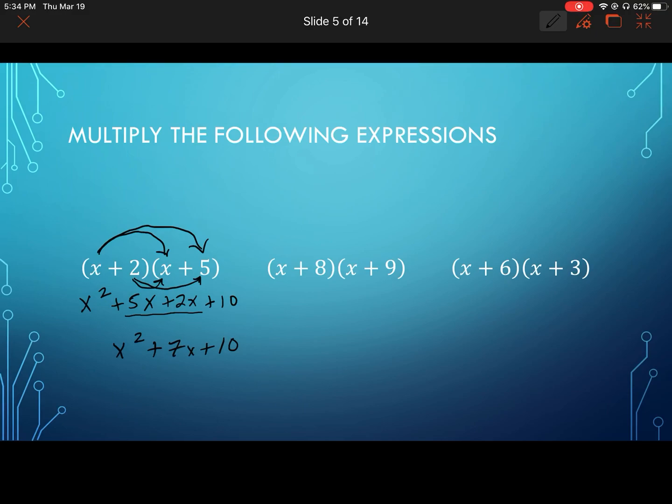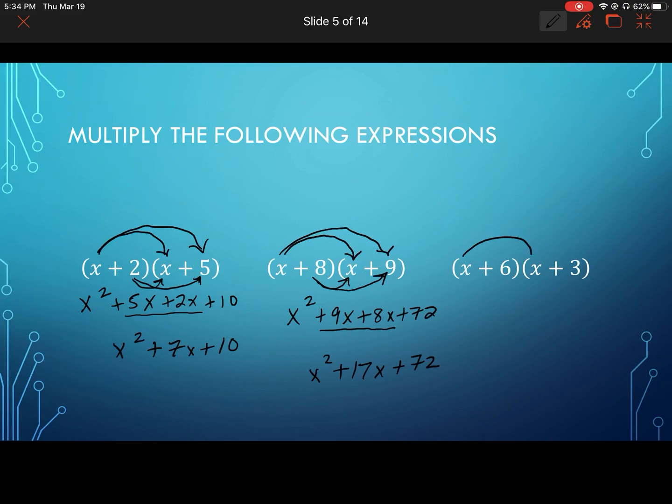Okay, second one in the middle, we're going to distribute the x to the x and the x to the 9. So x squared plus 9x, and 8 times x and 8 times 9. 8 times x is 8x, 8 times 9 is 72. Combine our like terms right here, so x squared plus 17x plus 72.